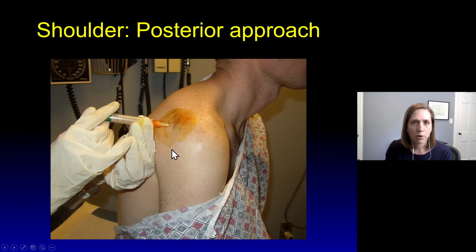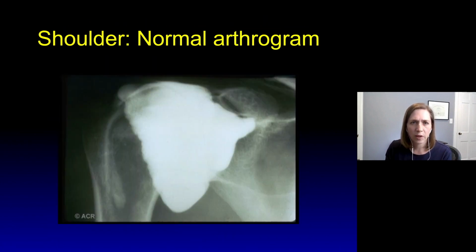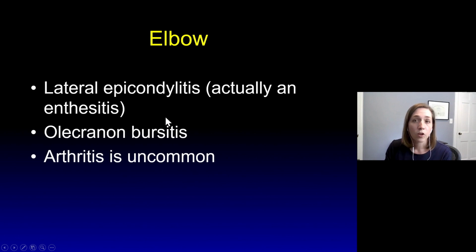Or a posterior approach. And the nice thing about the shoulder is the shoulder joint space is quite large. Here's an arthrogram, and you get an idea that even if you get it near the shoulder, likelihood is you're going to get some positive benefit for the patient. So let's move down further.